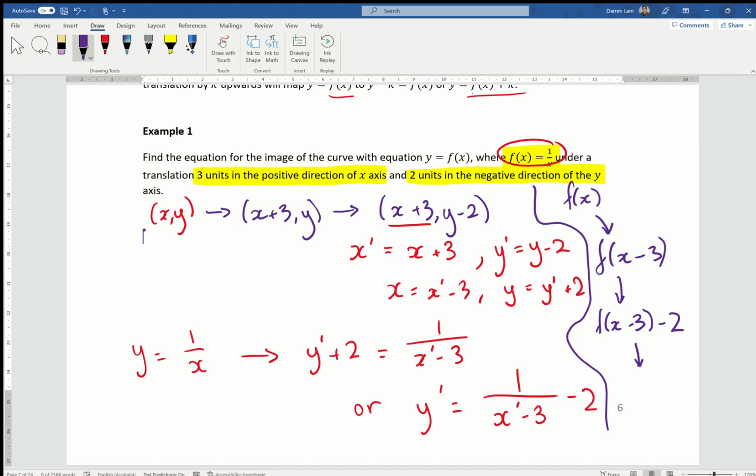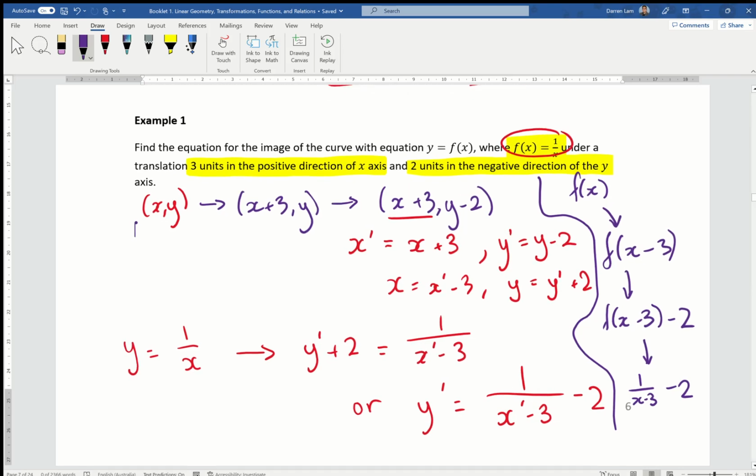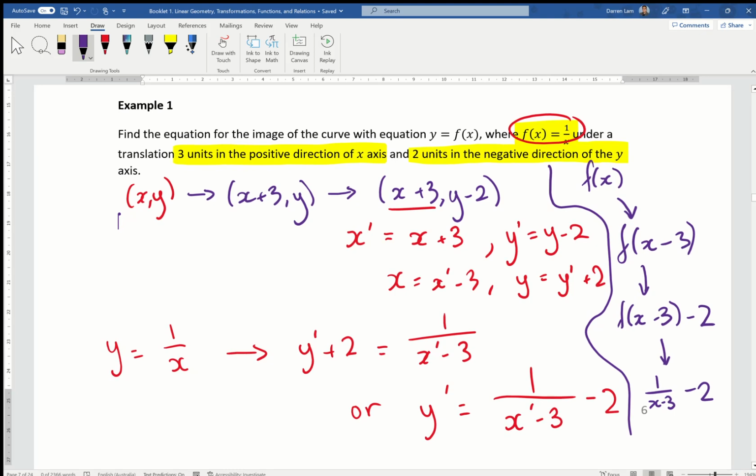Lovely. And if we substitute our values in, f of x minus 3, we get 1 over x minus 3. And then, of course, we have the minus 2 at the end. Done. Same thing. Both processes work. Personally, I think one's easier than the other. Okay. Are we happy to move on? Any questions about that?